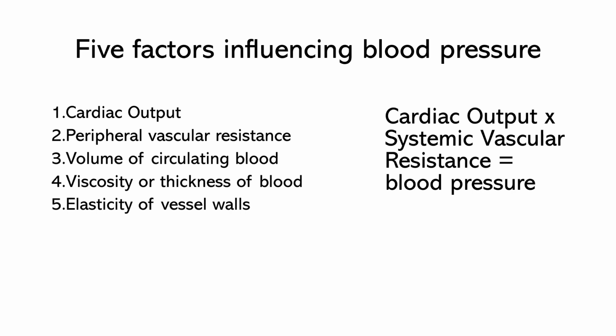So your blood pressure's based on how much cardiac output you have. Normal cardiac output is 4 to 8 liters in 1 minute that your heart pumps out every minute to the body and out to the periphery. Peripheral vascular resistance: how much volume do we have circulating around in our vessels? How thick or viscous is our blood, and how elastic are our vessel walls?